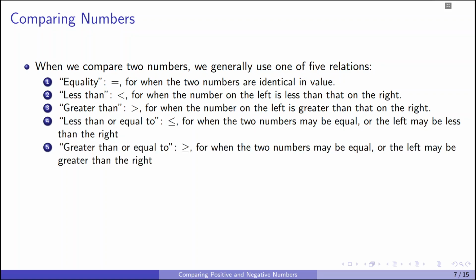Greater than or equal to. That's where the greedy mouth is pointed to the left. The two numbers may be equal, or the left may be greater than the right.